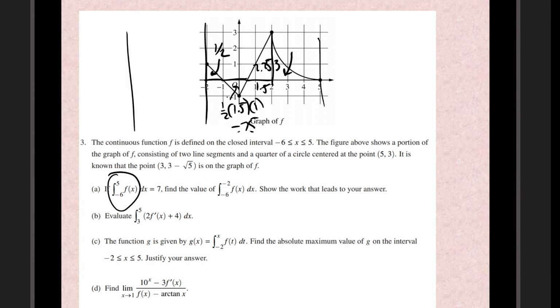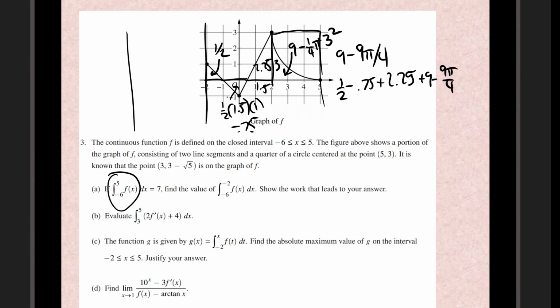And this last area here is the whole square here, 9, minus the quarter circle, which is 1/4 pi 3 squared. So 9 minus 9 pi over 4 is this remaining piece. Okay, so now all of my stuff that I know in the picture is 1/2 minus 0.75 plus 2.25 plus 9 minus 9 pi over 4. I can combine all the like terms. So 2.25 minus 0.75 is 1.5 plus a half is 2 plus 9 is 11.